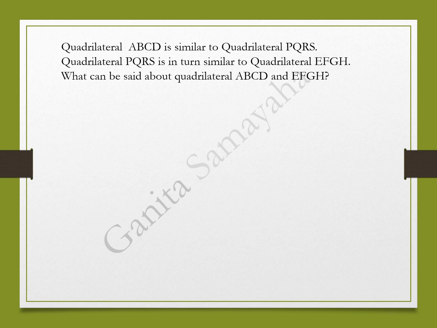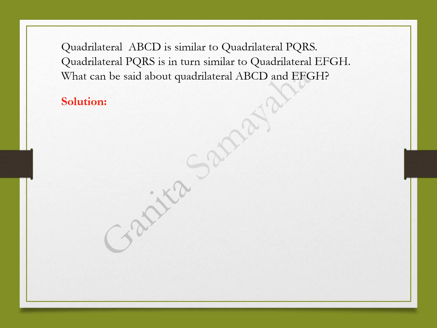Here we have got a case of a quadrilateral ABCD that is similar to another quadrilateral PQRS, children. And this PQRS is in turn similar to another quadrilateral EFGH. So what can you say about the similarity of these two quadrilaterals, ABCD and EFGH?